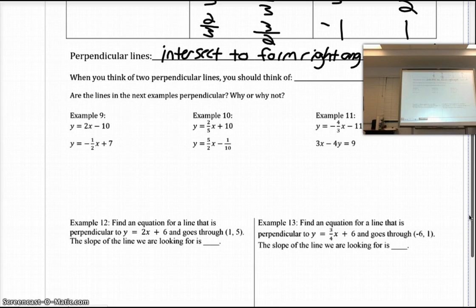In terms of slope, for parallel we thought same slope. What should we think for perpendicular? Opposite what? Opposite reciprocal.